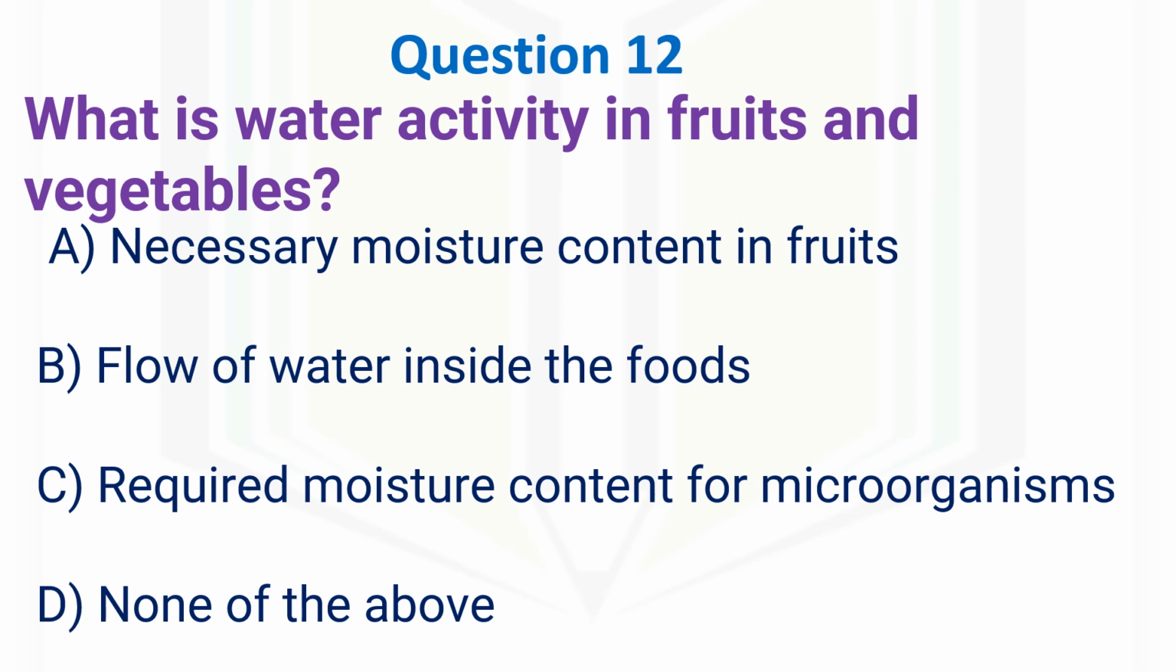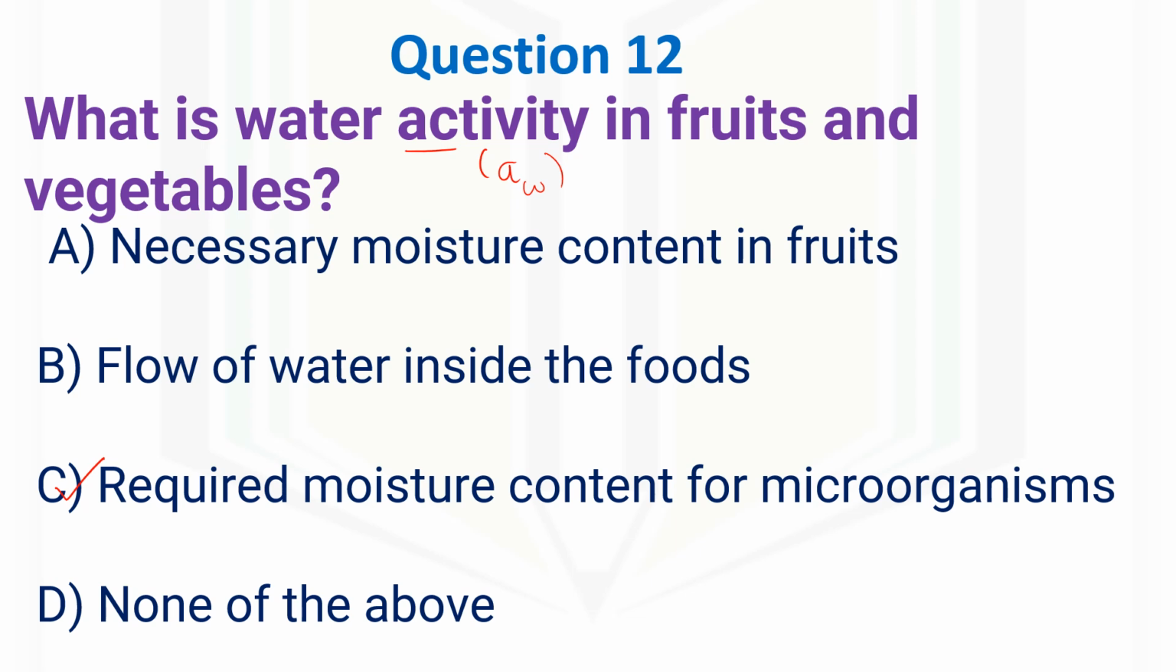Question number 12. What is the water activity in fruits and vegetables? Options are necessary moisture content in fruits, flow of water inside the foods, required moisture content for the microorganisms. Option D is none of the above. And the correct option is option number C, required moisture content of microorganisms. So the water activity is also denoted as AW.